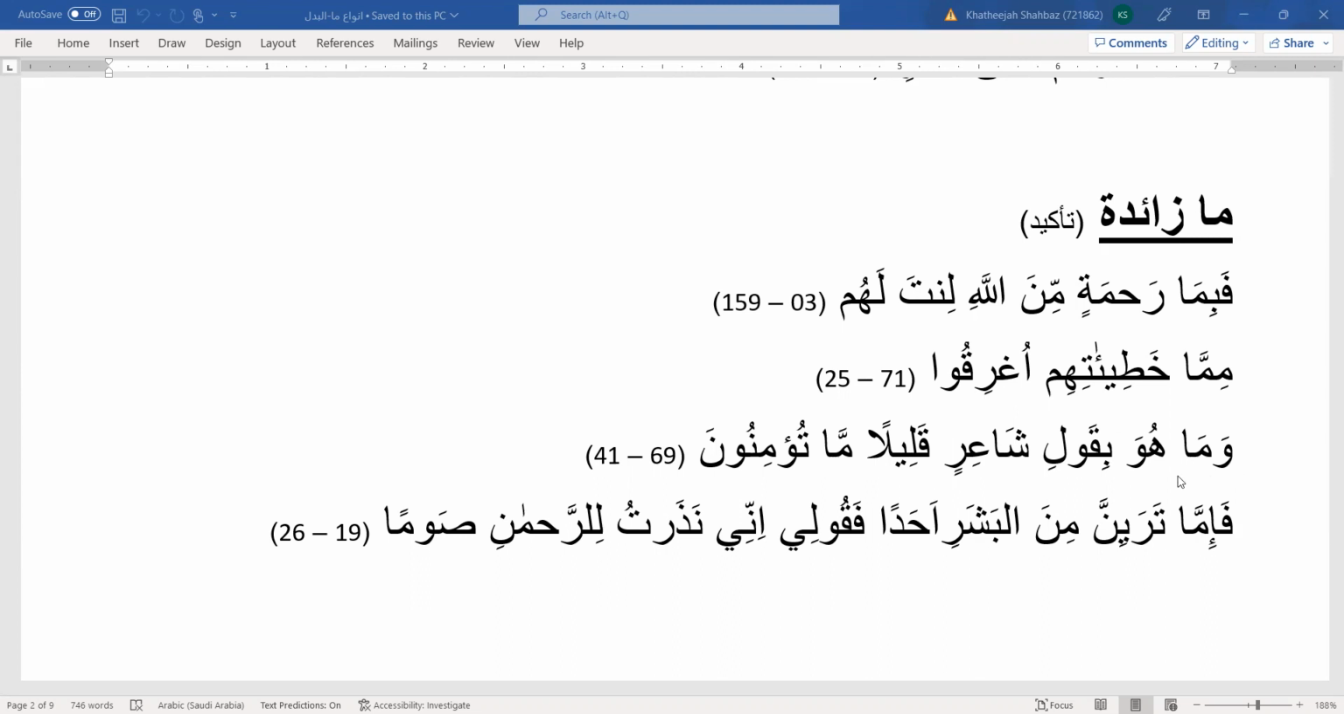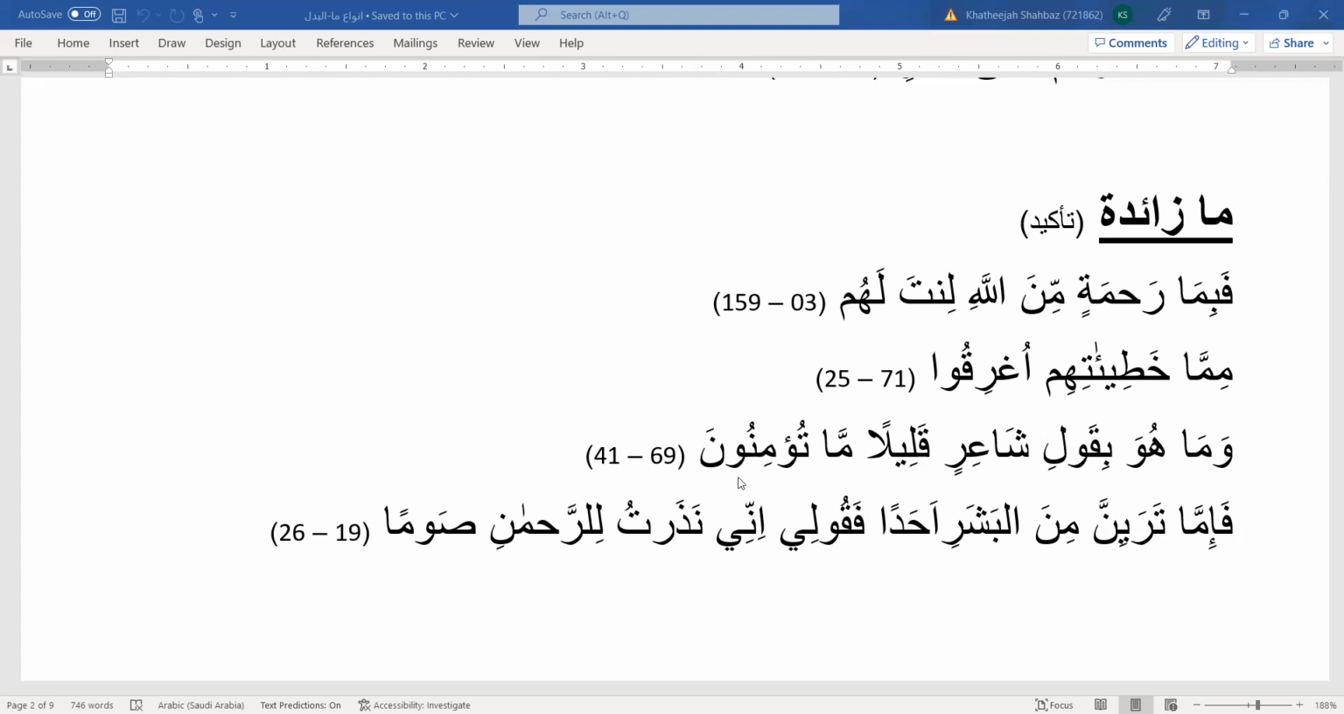Third example. وَمَا هُوَ بِقَوْلِ شَاعِرٍ قَلِيلًا مَا تُؤْمِنُونَ. And not at all, the ma plus b combination. So this is ma nafiya. Okay, this is not ma zaida. And not at all is he saying, not at all is it a saying of a poet. And it is not at all the saying of a poet.